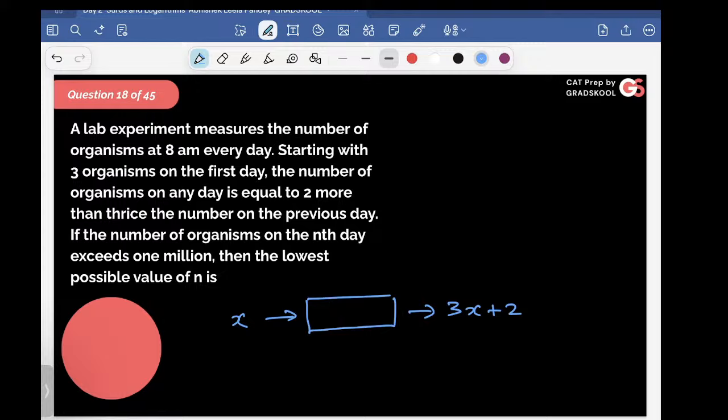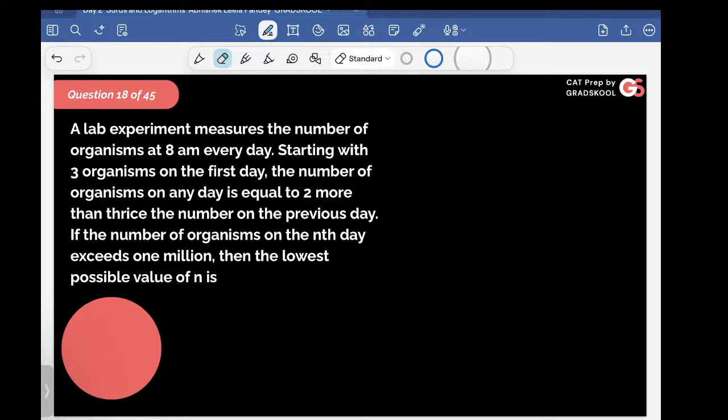Right? This is where our whole work will be done. We'll have to develop a pattern over here. Can we do that? Let's try to develop the pattern. Okay. So the first day it was 3. The second day it was 3 into 3, 3 square plus 2. Is that right?